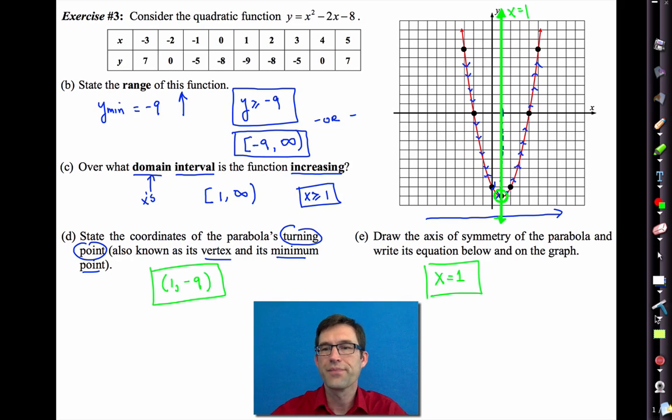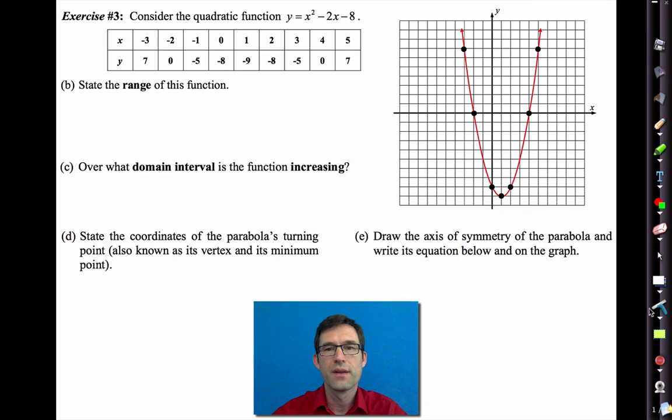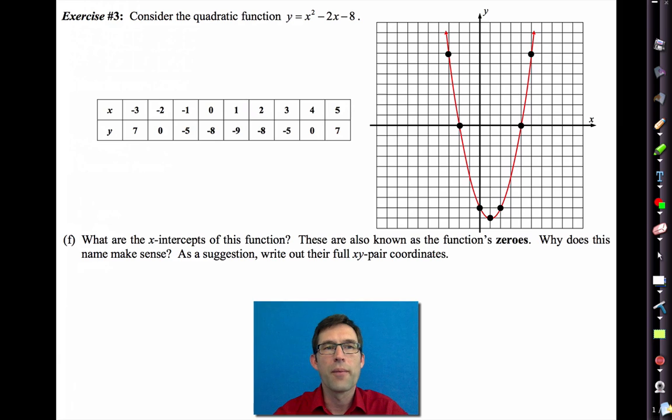All right, let's do it. Here we go, it's going to get cleared. All right. Last part of the problem. Exercise 3, right? We've got the parabola still, got the table. Letter F asks, what are the x-intercepts of the function?